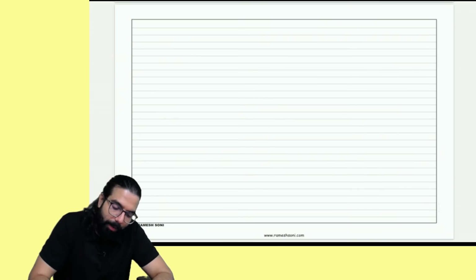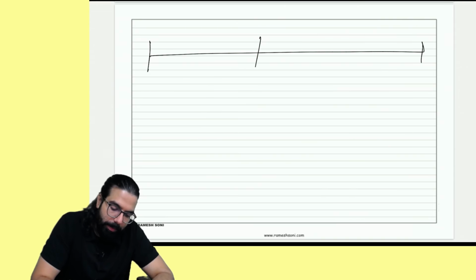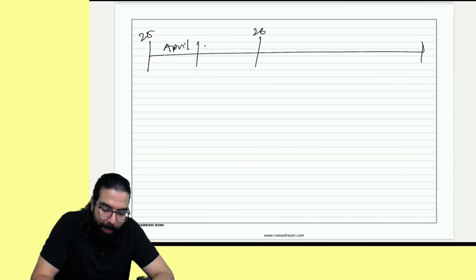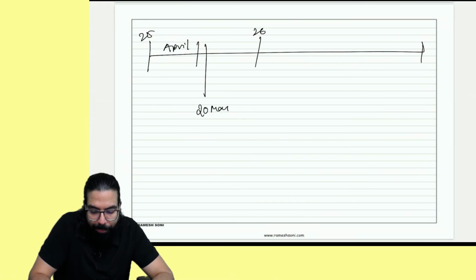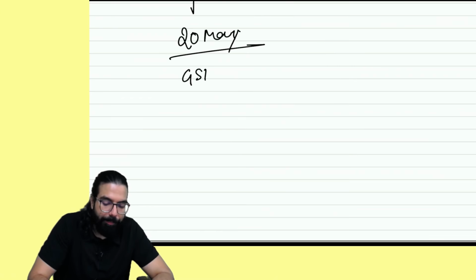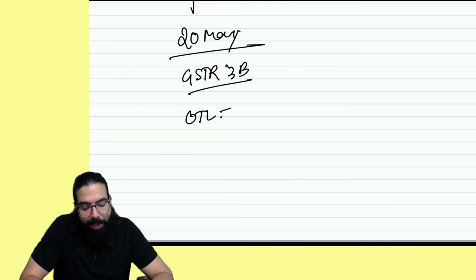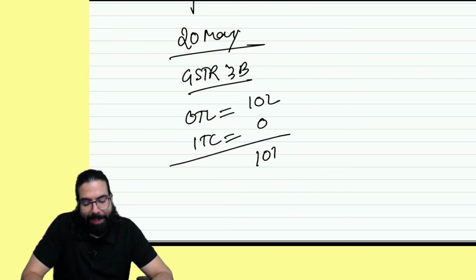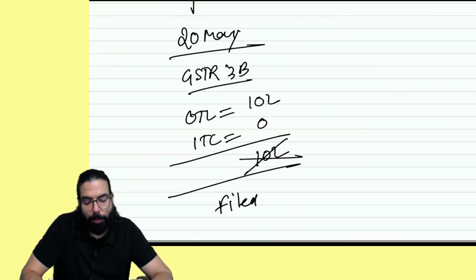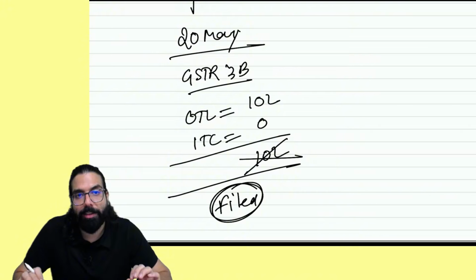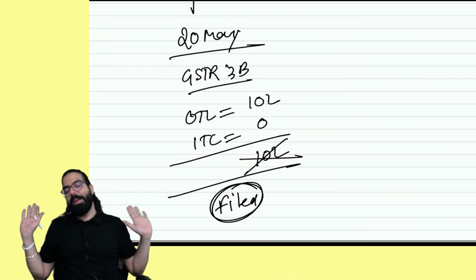For example, this is the year 2025-26. April month is there. On 20th May, I filed the GSTR 3B. Practically not possible, theoretically possible. I declared my output tax liability as 10 lakh. Input tax credit is 0. I had to pay 10 lakh in cash. I did not pay 10 lakh in cash and I filed the return. It will be called an invalid return. It means I filed an invalid return.